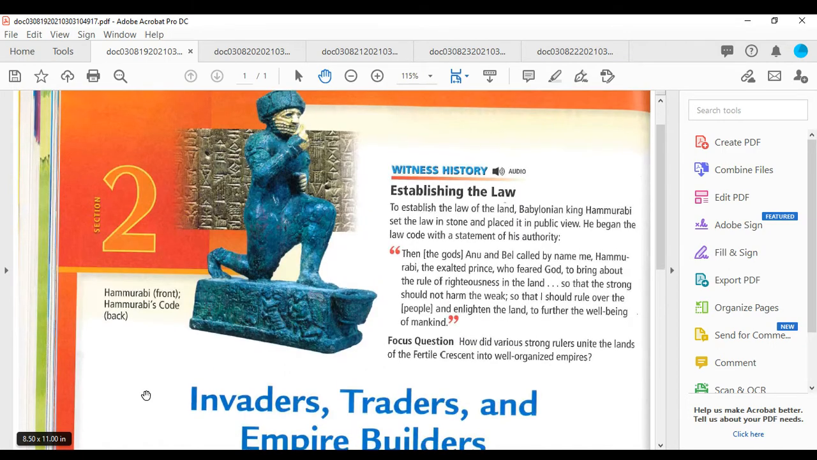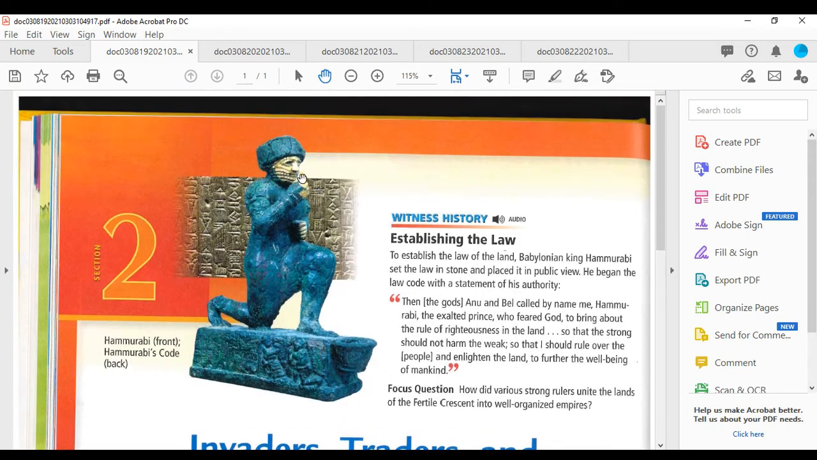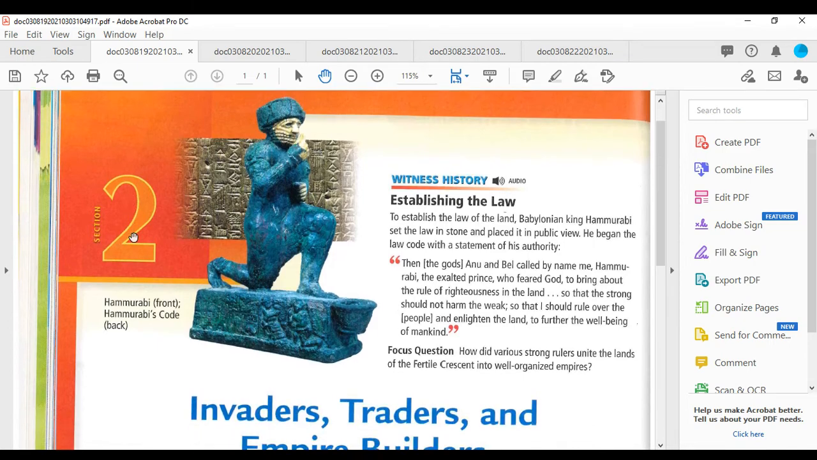So the first image we see, again, this section is titled Invaders, Traders, and Empire Builders. The first image we see is this really, really beautiful blue artifact. Behind the artifact, we see a cuneiform tablet. The caption reads, Hammurabi, front, Hammurabi's Code, back. So this figure in blue represents the Babylonian king Hammurabi, and behind him are his laws.